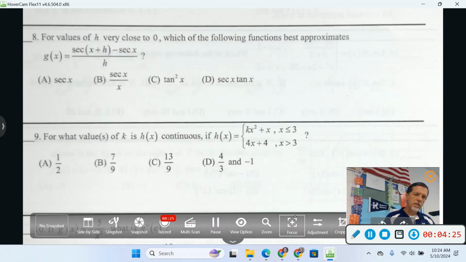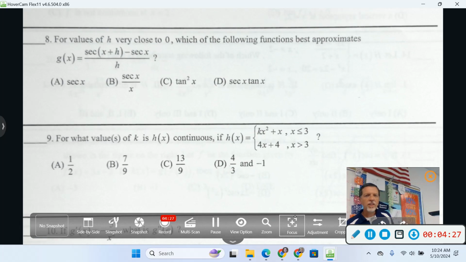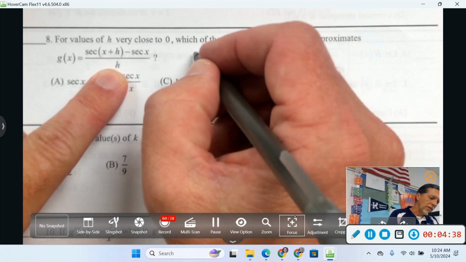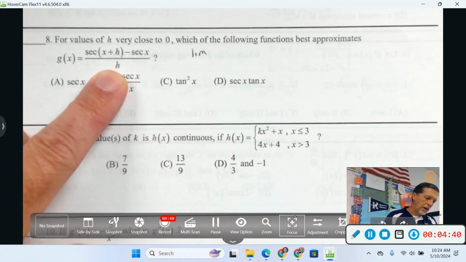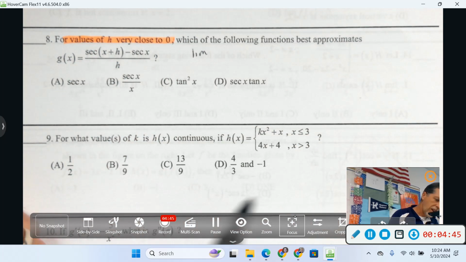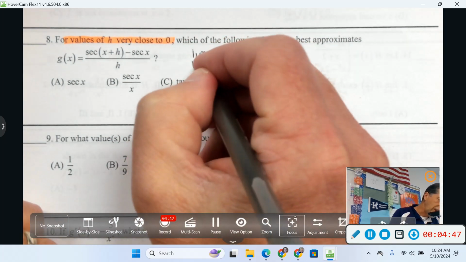Number 8. For h very close to 0, that sounds like limit as h approaches 0, which of the following function best approximates that? Okay, well, I don't know what in the world that is, but when I read for values of h close to 0, that makes me think limit as h goes to 0.